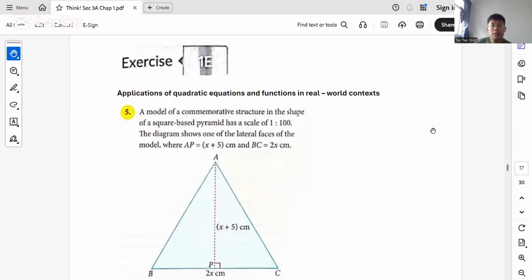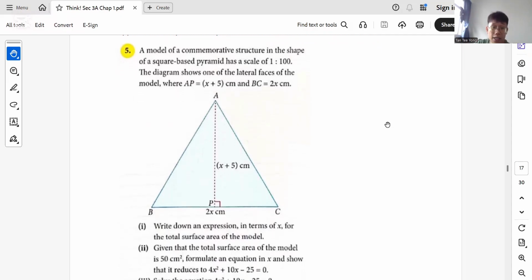Okay, hello everyone. I'm going to go through exercise 1E, all right? Exercise 1E involves quadratic equations and applying all this into real world context. So let me just go through a couple of questions for you.